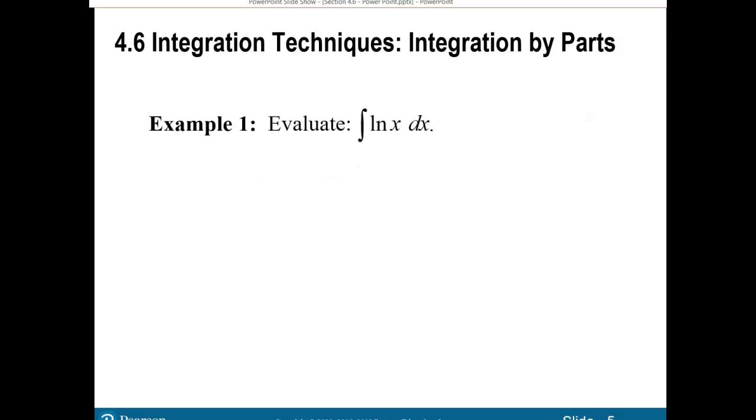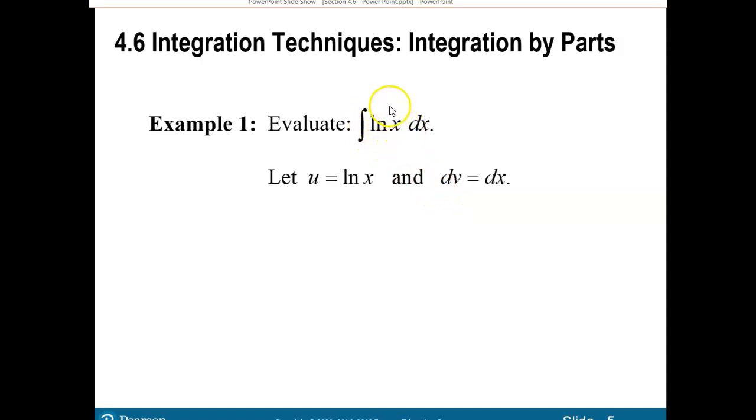All right, so let's try this example. Evaluate the integral of the natural log of x dx. We cannot just write down the answer here, because we know the derivative of natural log, but it doesn't have a direct antiderivative. So we're going to treat this as a parts problem.